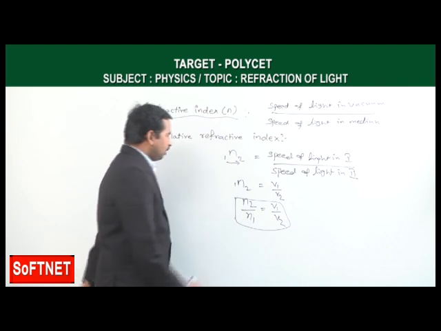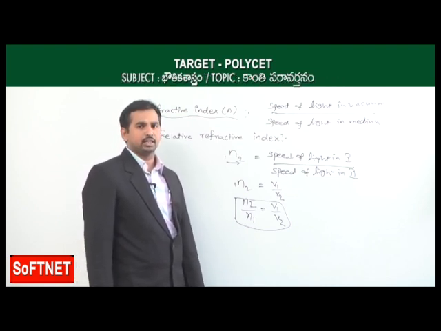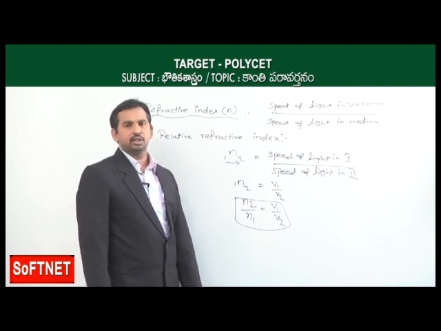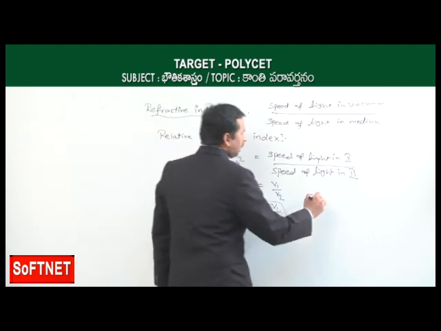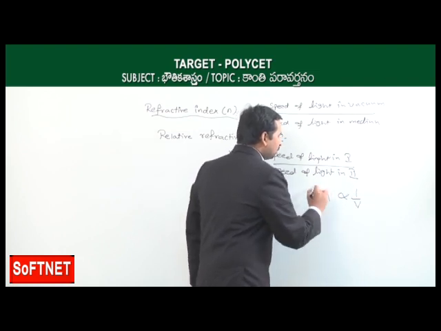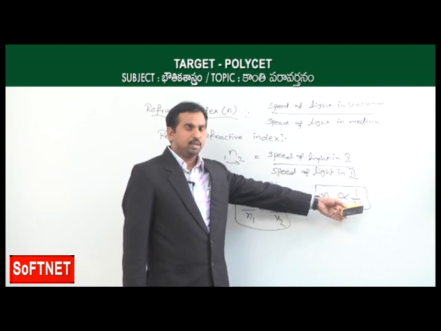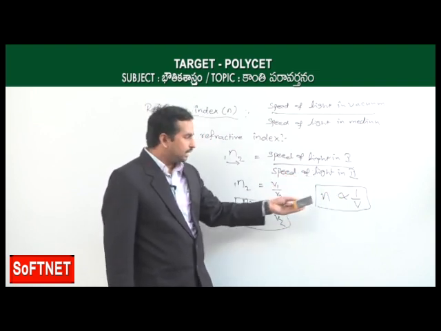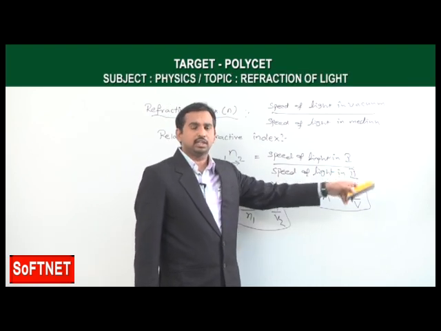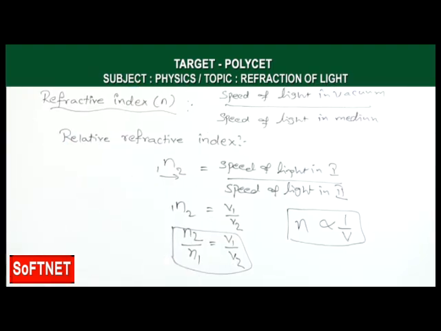If you see the ratio here, both are inversely related, which means the refractive index and the velocity of light in the given medium are inversely proportional to each other, which is a very important relation for our entrance exams. So n, the refractive index of the medium, is inversely proportional to the speed of light in the given medium. When the refractive index is more, the speed of light is less in that medium. If the speed of light is more, the refractive index of the given medium is less.